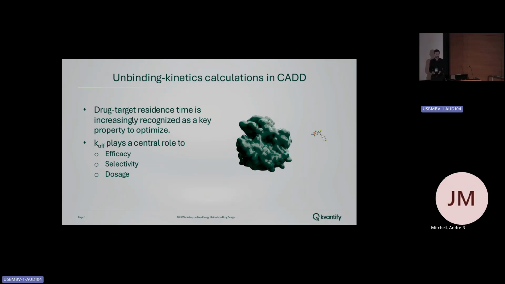For some systems, they correlate very well with each other. For other systems, they're not really giving you the same insight. So at least for many systems, k_off plays a central role to both drug efficacy, but also selectivity towards different targets. One example could be M3 versus other muscarinic receptors. And also dosage, of course, because if the drug stays bound to the protein for a long time, then you don't need to take a pill that often.